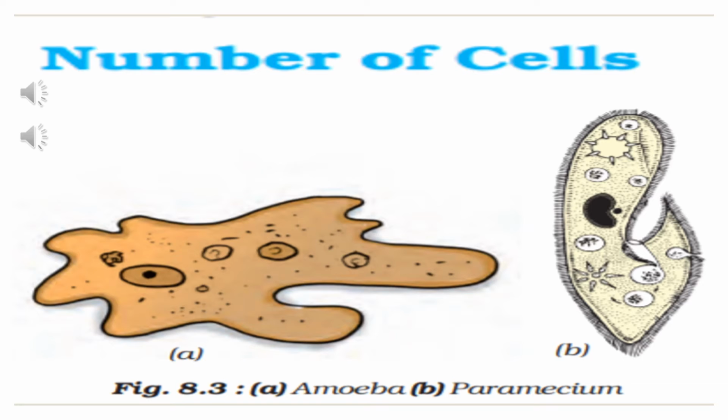Number of cells. Can you guess the number of cells in a tall tree or in a huge animal like the elephant? The number runs into billions and trillions, children. The human body has trillions of cells which vary in shapes and sizes. Different groups of cells perform a variety of functions, children.